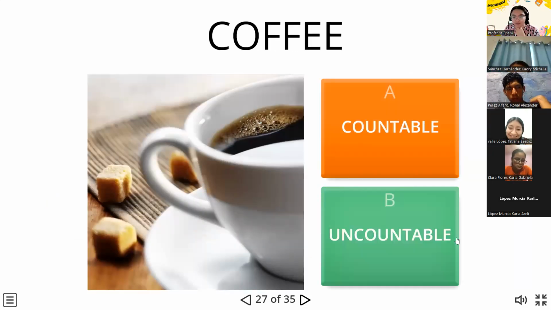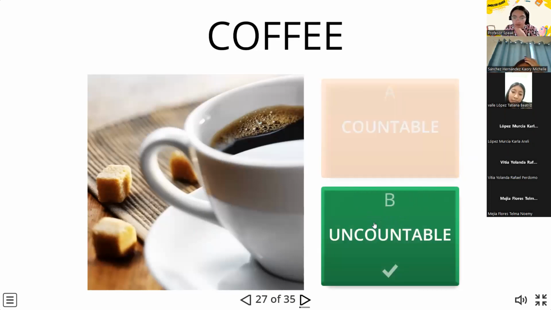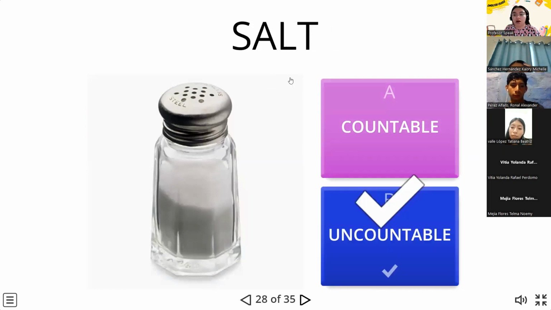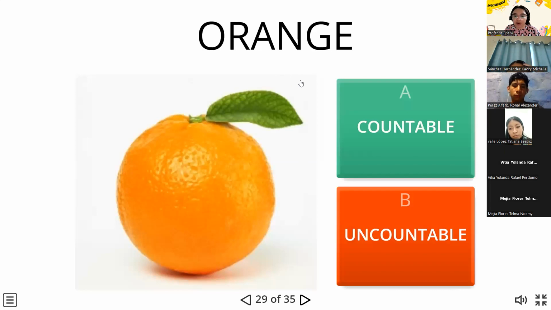Coffee. Uncountable. ¿Cómo podría contar el café? If I want to count coffee, ¿cómo lo hago? A cup, a coffee. A cup, cup of coffee. Exactly, a cup of coffee. What about salt? Uncountable. Very good.